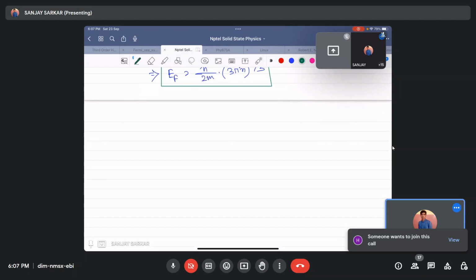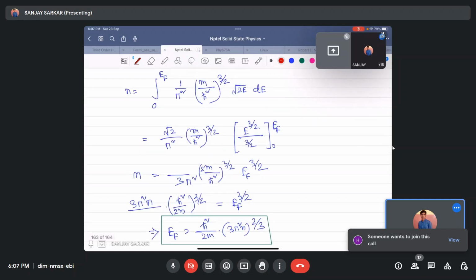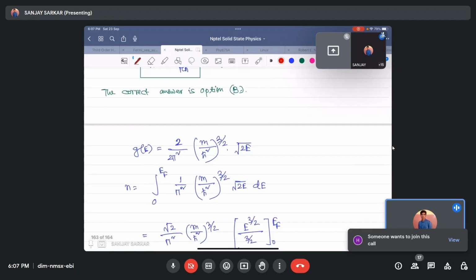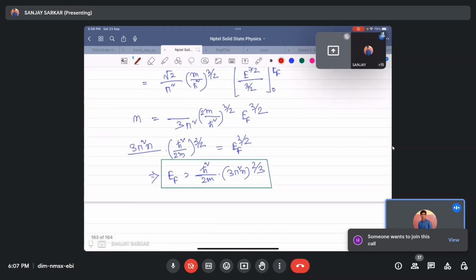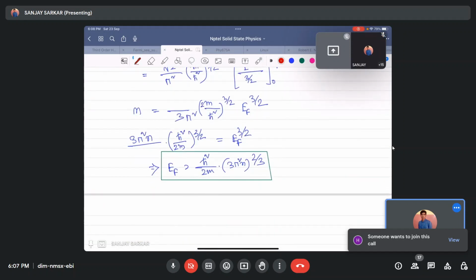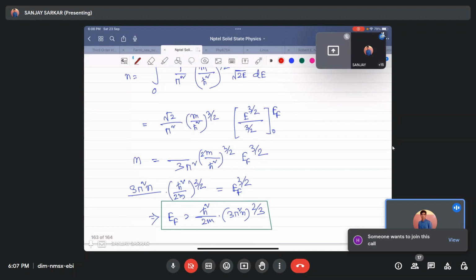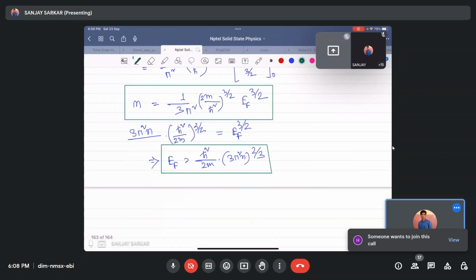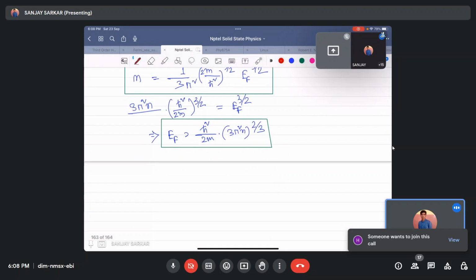In this question, by the way, if you have any doubt for the 3D case, how I calculated the relation of EF with n, you can ask me. So if there is no doubt, we will calculate this question.